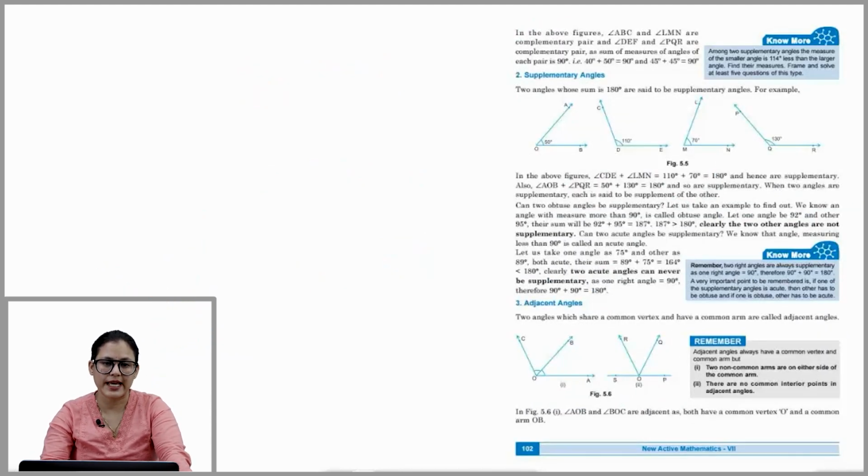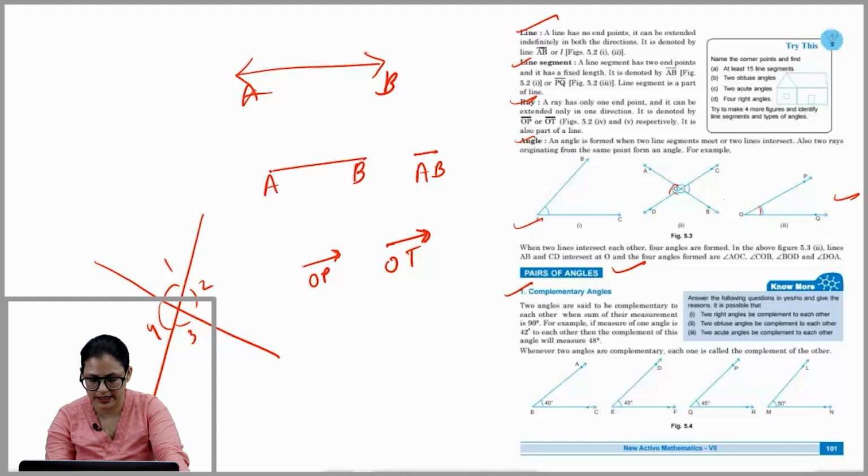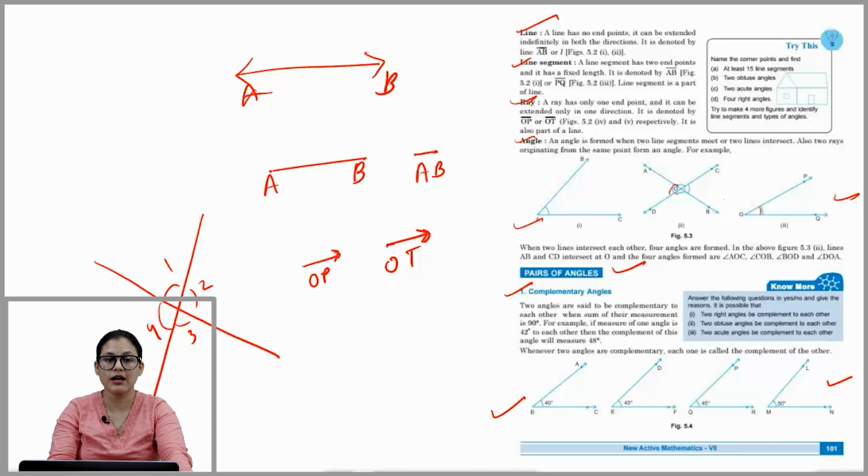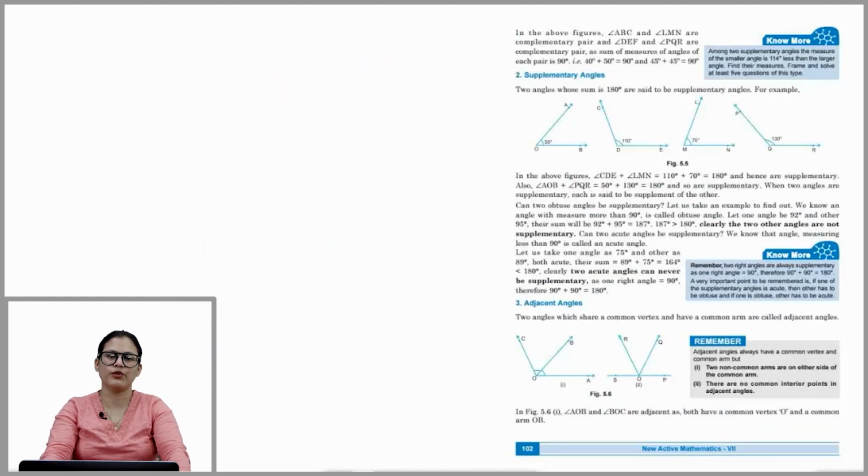In the above figures, angle ABC and angle LMN are a complementary pair. Okay, let's check out angle ABC and angle LMN. These are a complementary pair, okay, and then angle DEF and angle PQR, these are complementary to each other because the sum of these angles is 90 degrees, okay.